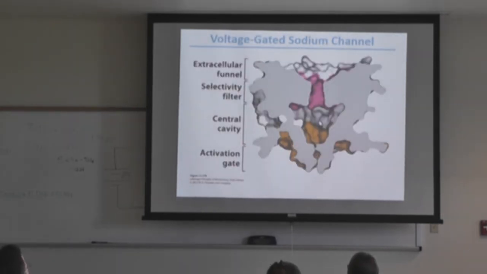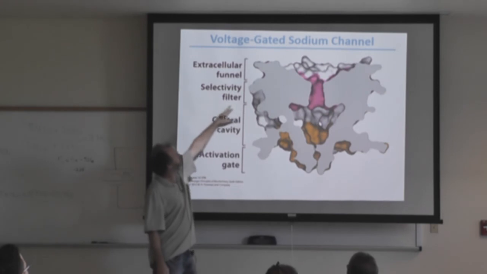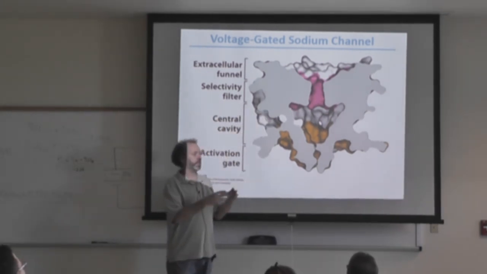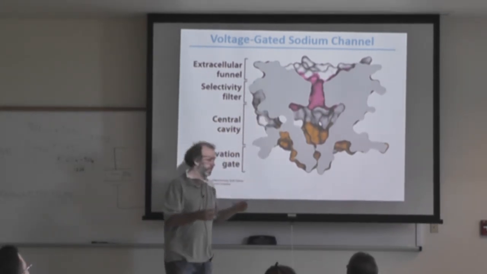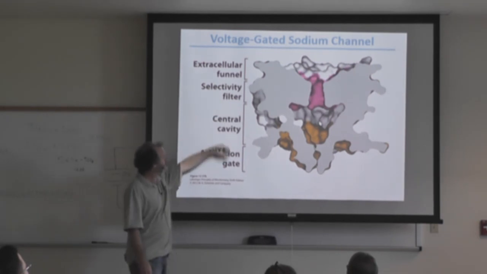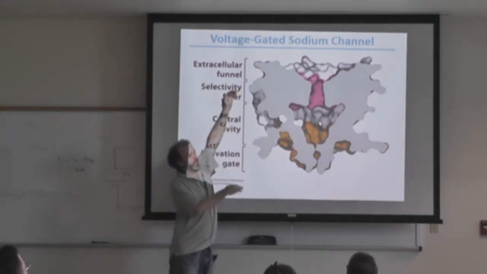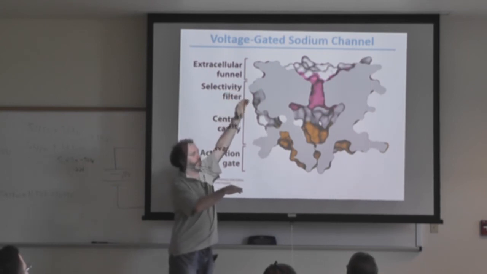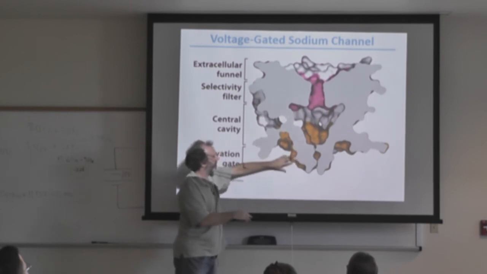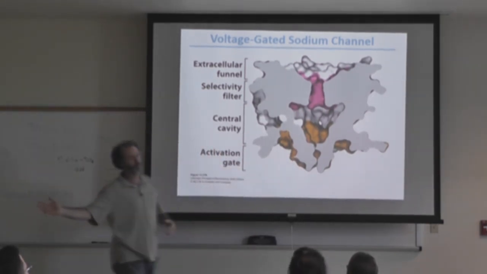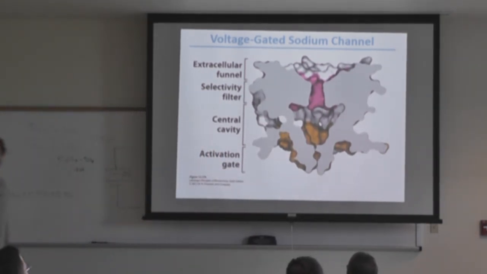So this is a 3D picture of a voltage-gated sodium channel. You have this extracellular funnel, a selectivity filter, which is going to determine which ions will flow through it. Central cavity, and then an activation gate, and this is what's sensitive to that potential difference across the membrane. If that voltage changes from its natural state, it'll change the conformation down here and open or shut the channel itself.